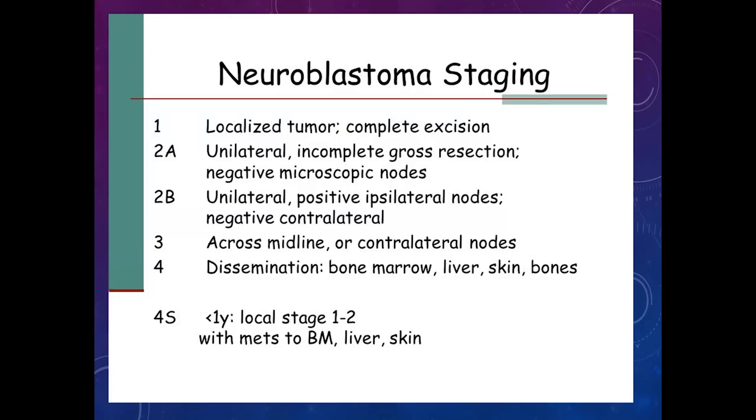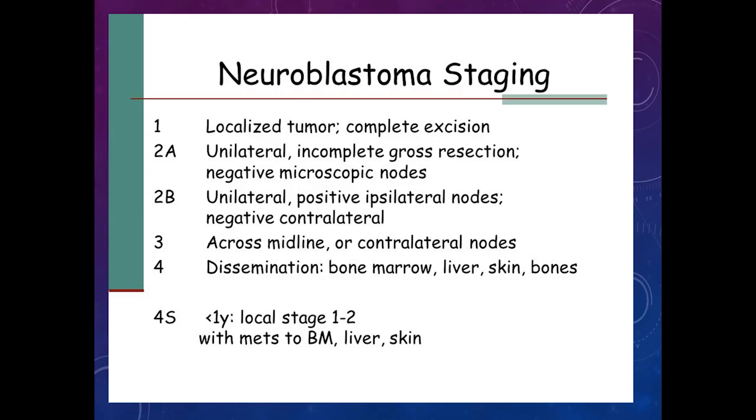What's important is crossing midline or not crossing midline, and the presence or absence of metastasis. Those are 2 features that are important to mention in the report. Also, the presence of lymph nodes on the same side or on the opposite side. And for neuroblastoma, there is an additional stage. It's called 4S. It's a disease-specific type of neuroblastoma, which is seen in children younger than 1 year old.